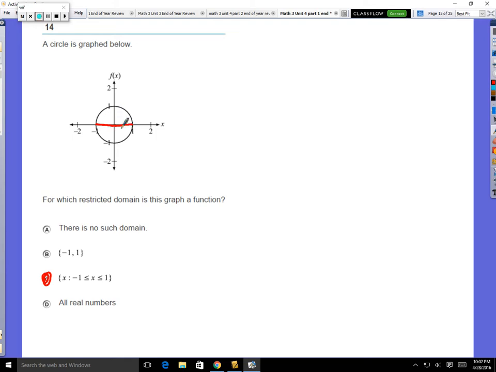So if I go over a half, there exists a Y there, there exists a Y there. If I go over 2, there exists no output. So outputs exist from -1 to 1.